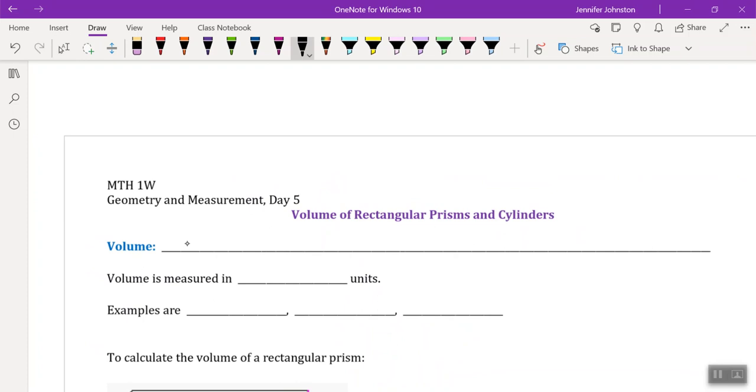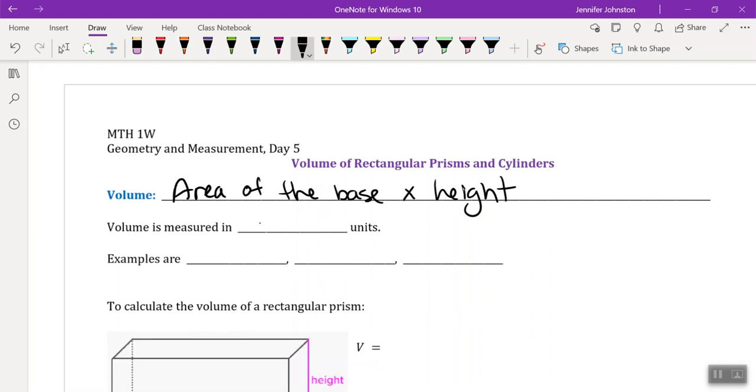Okay, so the volume. Volume is the area of the base times the height. Okay, so area of any base times the height. Here we're looking at the volume, which is measured in cubic units. Some examples are centimeters cubed, millimeters cubed, kilometers cubed. There are so many different ones. Again, please press pause at any time within the video so that you can slow it down and make sure students are writing down the work.